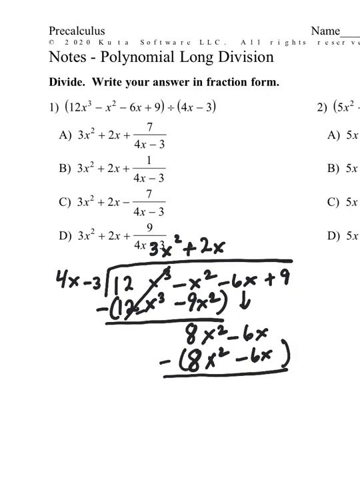So you have 8x squared minus 8x squared. Negative 6x minus negative 6x, that's going to cancel. So you bring down the 9. And that 9 is your remainder. So it's going to be plus 9 over 4x minus 3.